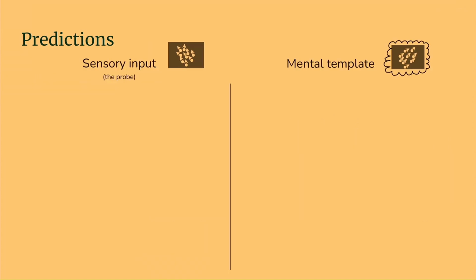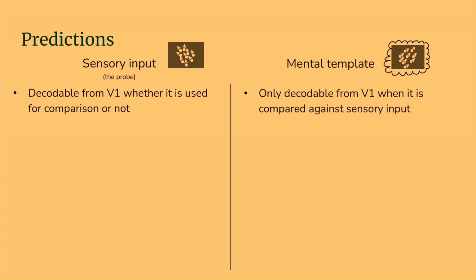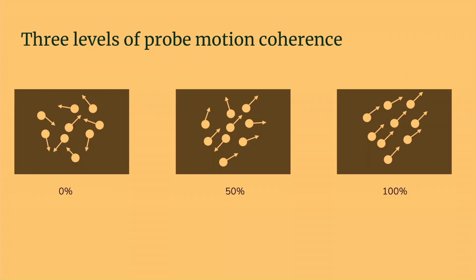And we have contrasting predictions for the decoding of the sensory input, the probe itself, versus the mental template. First of all, we expect that the sensory input is going to be decodable from V1 whether it is used for comparison or not, whereas the mental template is only going to be decodable from V1 when it is compared against sensory input. Secondly, to further test our hypothesis, we manipulate probe motion coherence. So the probe is either 100% coherent, all the dots moving in the same direction, 50% coherent, so half of the dots moving in the same direction, half moving randomly, and then 0% coherent, so no discernible motion at all.